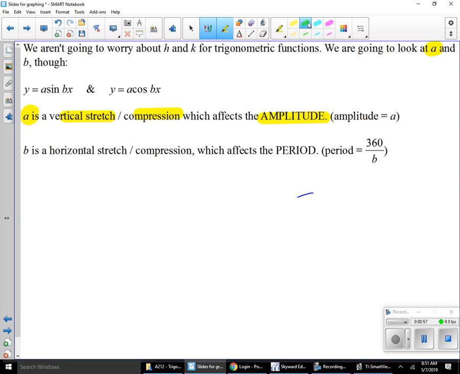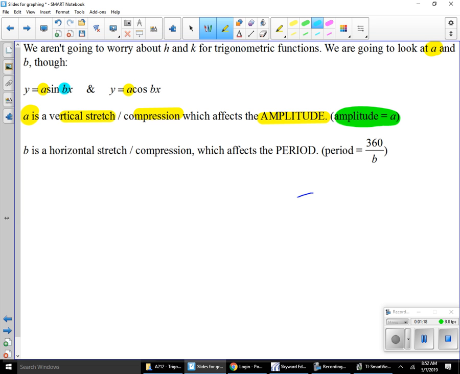Remember, for our parent functions, the amplitude was just 1, because the A value was just 1. But for all others, that amplitude is going to be whatever the A value is. If it's 6, the amplitude is 6. If it's 10,401,000, that's your amplitude. So again, A is that number in front, that multiplier.